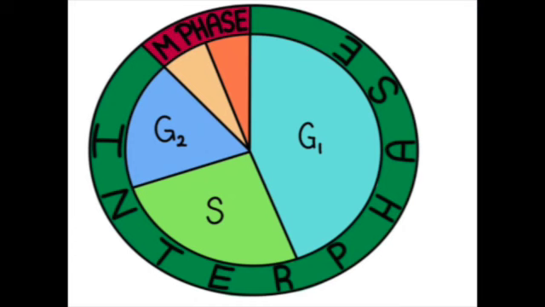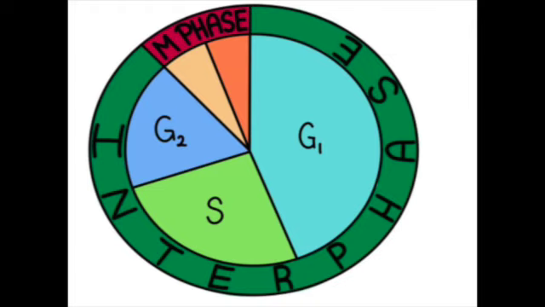During interphase, the phases G1, S, and G2 occur. During G1, also known as gap 1 of mitosis, the cell is growing, metabolizing, and possibly differentiating. Although the cell is metabolically active and growing, no DNA replication is taking place during this phase.